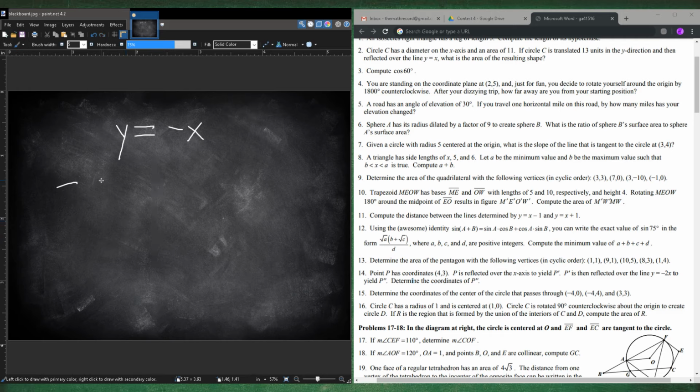So we have negative x is equal to x minus 1. So that's 2x is equal to 1, so x is equal to 1 half. So those points intersect at 1 half, negative 1 half.